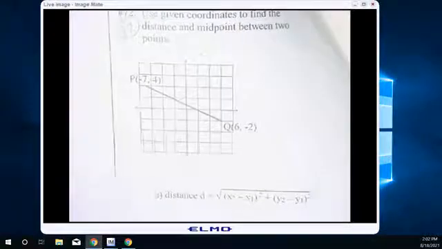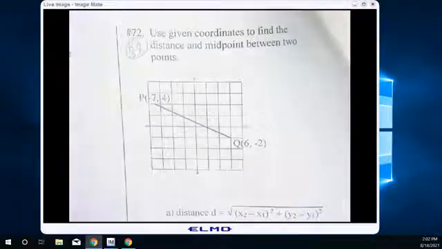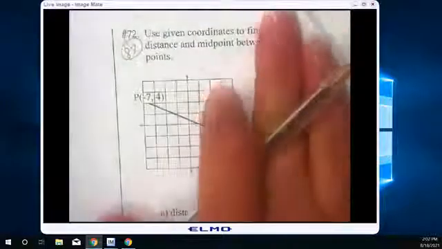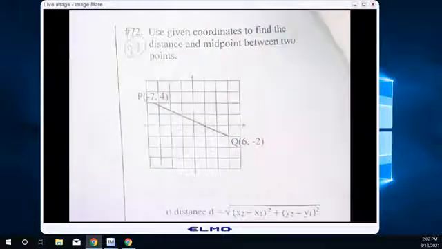And again, this is not problem number 72. This is problem number 87. Is that over your homework? No, 87. I think it's 83.